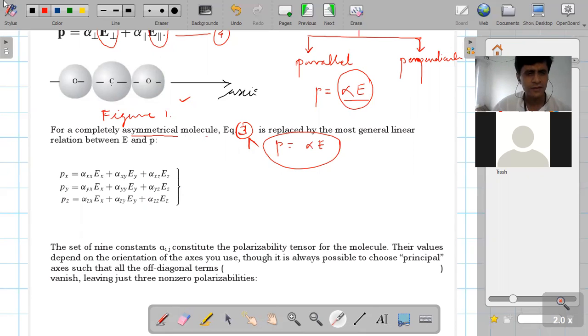See, the important word is, for asymmetric molecule, the polarizability tensor consists of how many components? 9. And therefore Px is along x-axis. Therefore we can write alpha xx Ex, alpha xy Ey, alpha xz Ez. See the first x. Suppose alpha xx means what? This is your row and second one is the column.